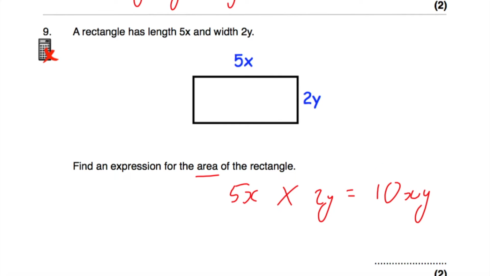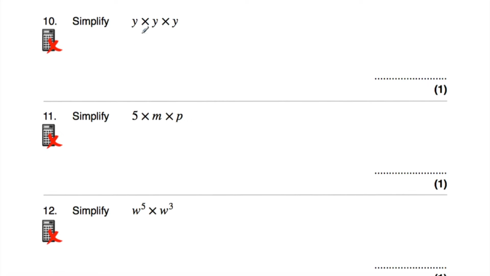Okay, let's have a look at our next question, question number 10. Question number 10 says, simplify y multiplied by y multiplied by y. Whenever we multiply y by itself, we get y squared. And then if we multiply it by another y, that's y cubed. We've got 3 y's multiplied together, so it's y cubed. If we had 4 y's, if there was another multiplied by y, it'd be y to the power 4 and so on.